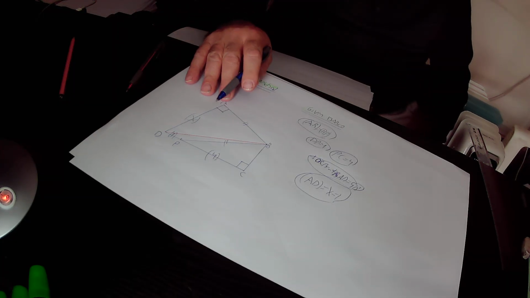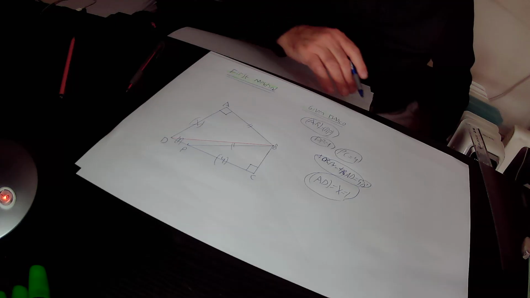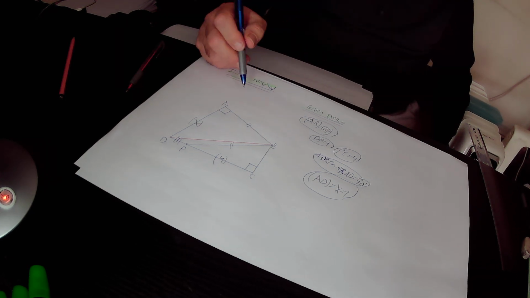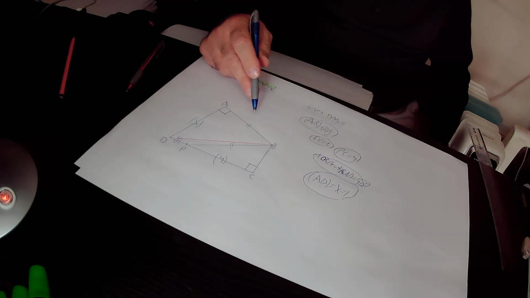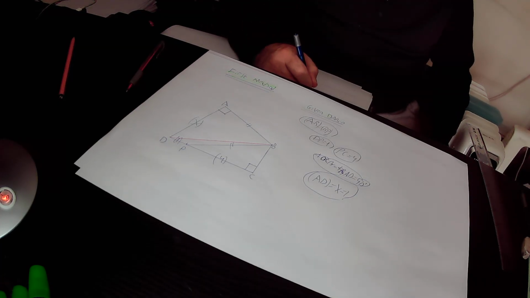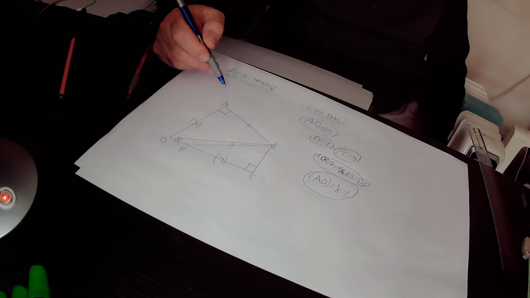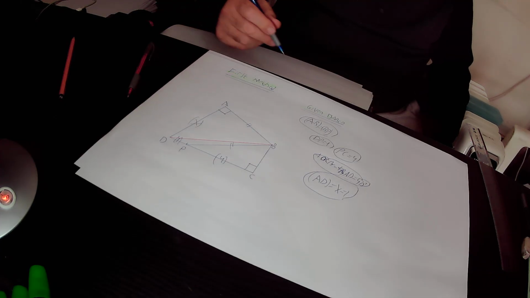BD is the missing hypotenuse, so we leave it as it is. So it is BD square equals AB square. AB is also a missing side, so we leave it as it is. So it is AB square plus AD square. AD equals x, therefore AD square is x square. AD is the side that we are looking for in this question. So AD square is x square.